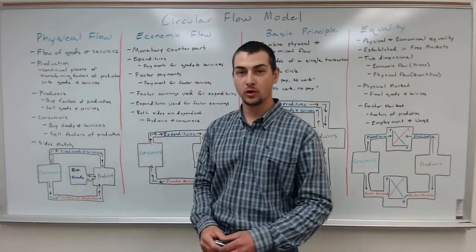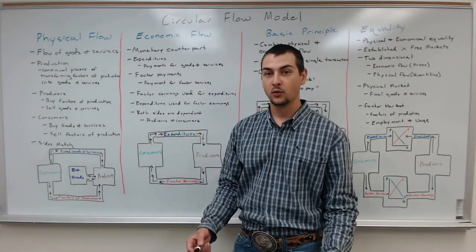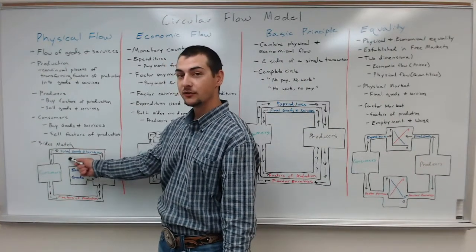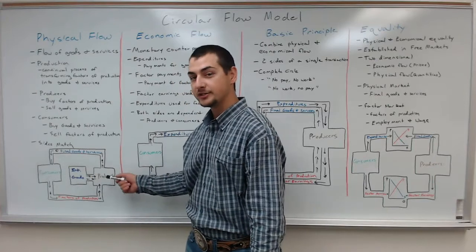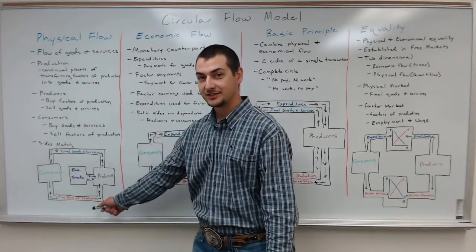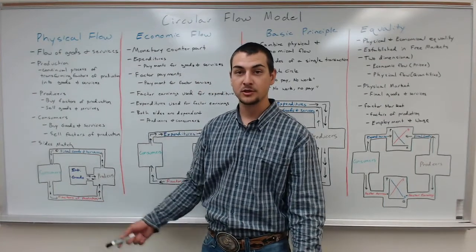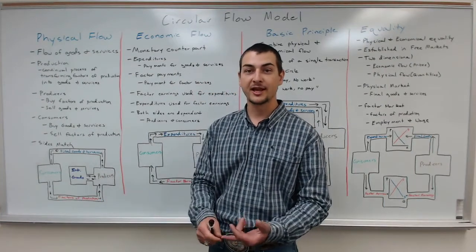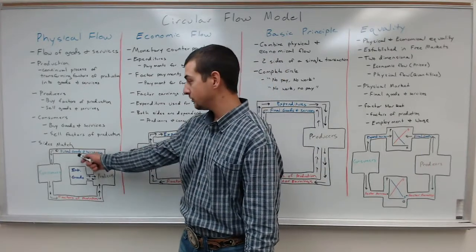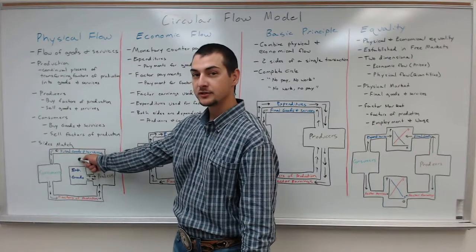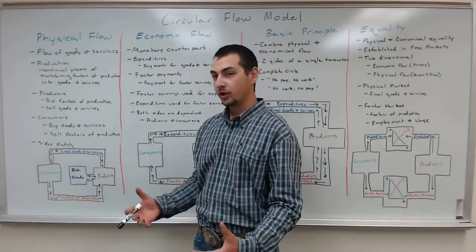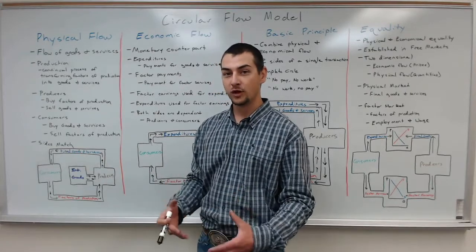What is a consumer's role in the physical flow? Well, the consumer is buying these final goods and services. So they buy the final goods and services from the producers. But at the same time, the consumers turn around and sell their factors of production. So the consumers are selling their land, labor, and capital to the producers in order to buy final goods and services from them.